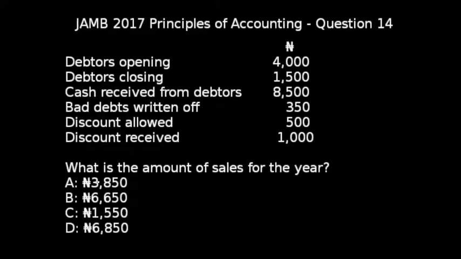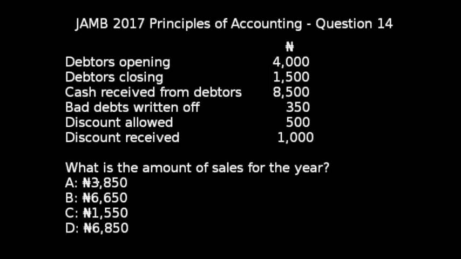JAMB 2017 Principle of Accounting question 14. The question says, what is the amount of sales for the year? Now, transactions or items given to us here to find the sales are transactions that have to do with debtors control accounts, otherwise known as the sales ledger control accounts.